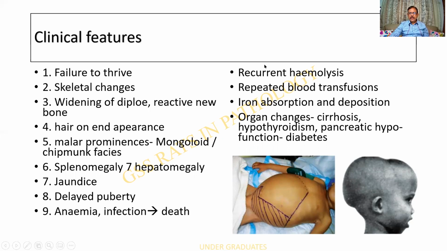And what will be the further manifestations? Recurrent hemolysis, repeated blood transfusions. Because of that, there will be iron absorption and deposition. Hemochromatosis will be there. Apart from that, there can be cirrhosis and all these changes. In some patients, whenever there is hemochromatosis, islet cells can be destroyed and there can be diabetes. So this is definitely mandatory for us to learn by heart. Look at this picture. It is showing a massive splenomegaly and a hepatomegaly. So look at this region over here.